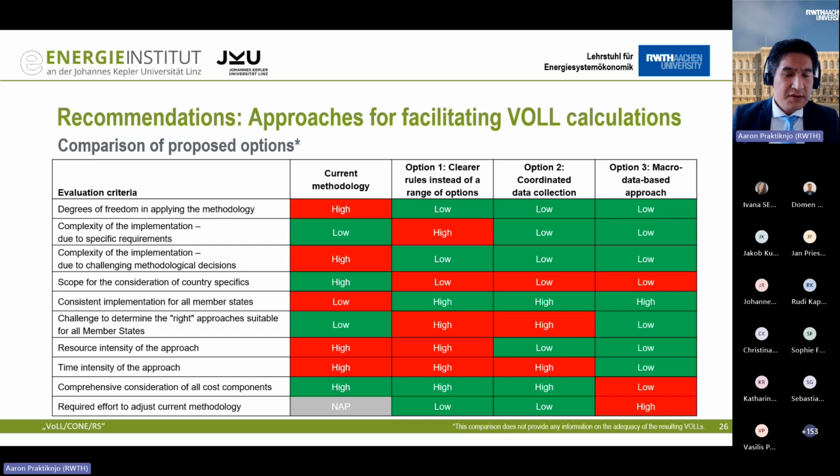However, of course, the scope for the consideration of country specifics might be relatively low if we use a macro data-based approach. Also, not all cost components would be included if we were to use only a macro data-based approach. I talked about risk aversion and also direct cost of power interruptions, which are not included and reflected here if we use the macro data-based approach. And of course, this would mean also significant changes in the current regulation and the current methodology. This would be the strongest switch. So, of course, with every upside also comes a downside.